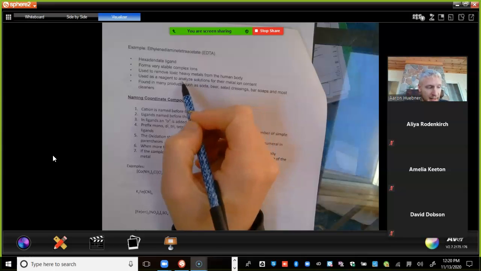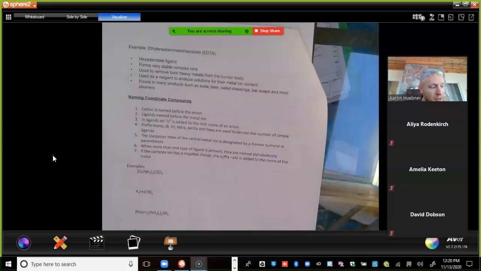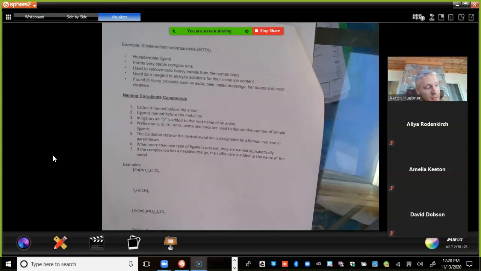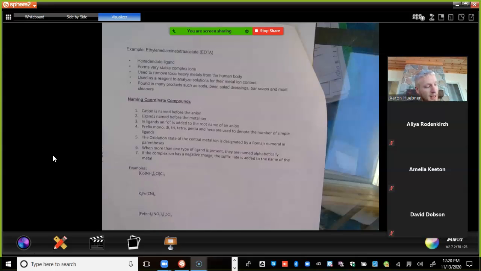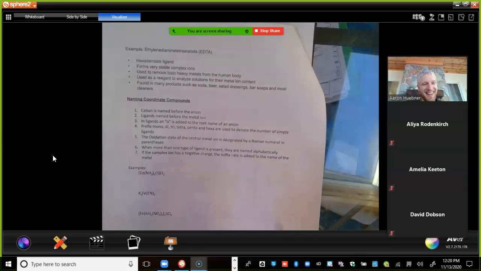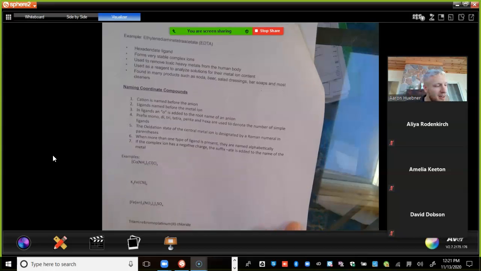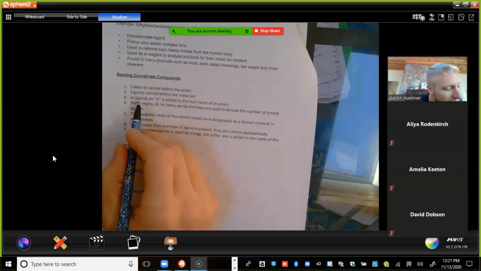It forms very stable complex ions, is used to remove toxic heavy metals from the human body, and is used as a reagent to analyze solutions for their metal ion content. It's found in many products such as soda, beer, salad dressing, bar soaps, and most cleaners. So it's very cleansing. So I won't mention about the beer because, well, this is on video. All right.